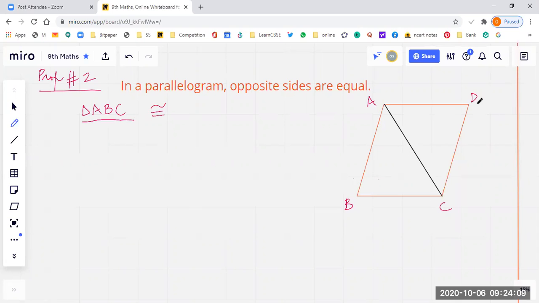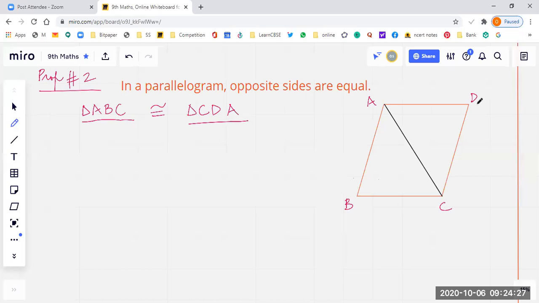A, B, C. So A is equal to which angle? C. Correct. Triangle A C. So it will be C. B is equal to D, and C is equal to A. Beautiful. That's great. Very nice. This is very important.